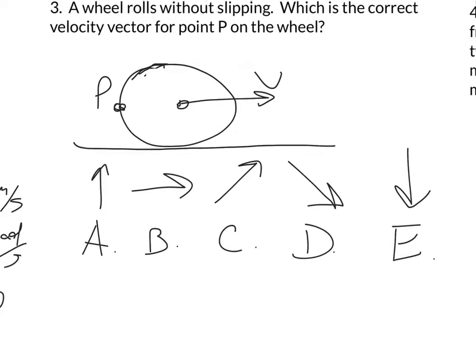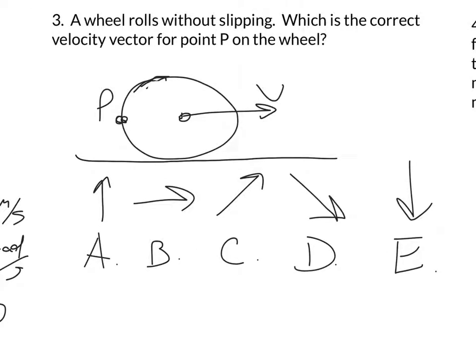Okay, here we go. Wheel rolls without slipping. What velocity vector should we draw for point P? Well, if the object is moving this way, then the wheel is rotating this way. So if I'm following the edge of the wheel, as I get to this point, the tangential velocity at this point would be like this. So it looks like A is the only correct answer, except that that's a tangential velocity.